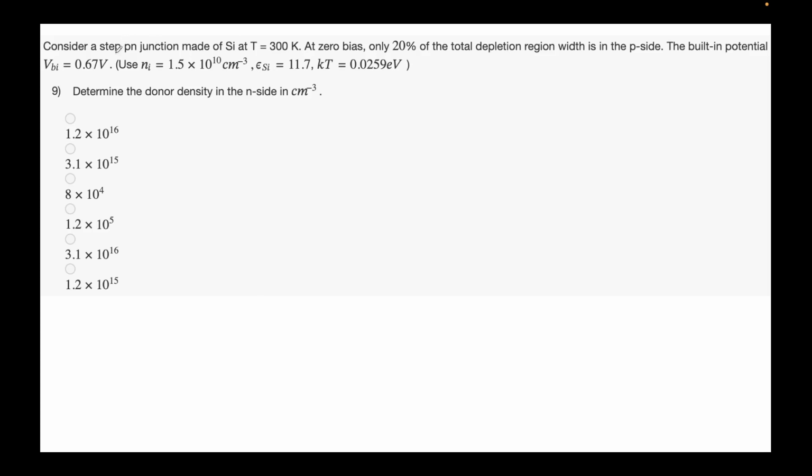So, consider a step PN junction. So we have been discussing all that throughout. T equal to 300 Kelvin, again because all your donors and acceptors have been ionized. At zero bias, this is important, as I have been telling you, because we are in thermal equilibrium, no injection, no shining of light. Only 20% of the total depletion region is P side. Okay, so it's given that xp is 0.2 times W, 20% of W. All right, the built-in potential is given to us, and we are required to find the donor density.